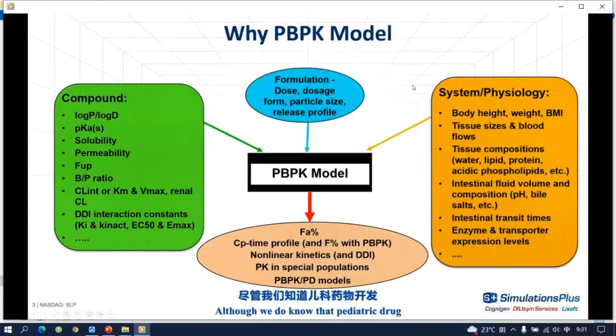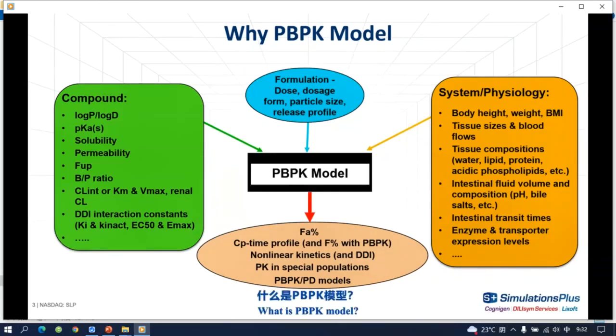So why PBPK model? We do know that pediatric drug development is challenging. There are ethical considerations for including children in trials. There are difficulties recruiting the patients, getting parental consent. It is a heterogeneous group from neonates all the way up to adolescents, and different considerations may apply for each of them. So the development is to a certain degree always going to be dependent on extrapolation. And this is where PBPK models are really powerful.